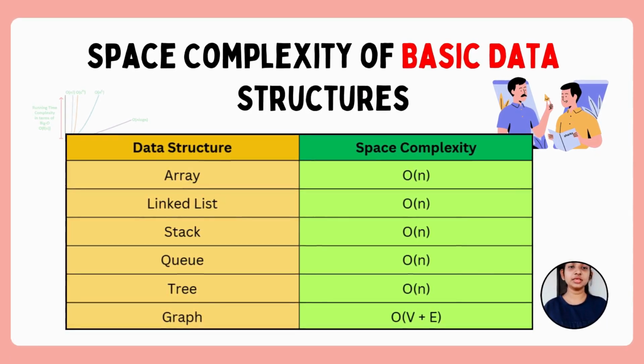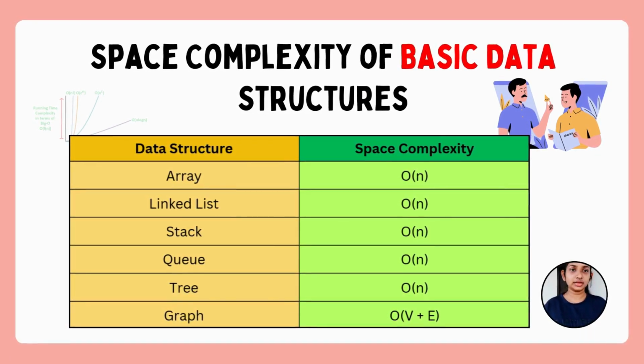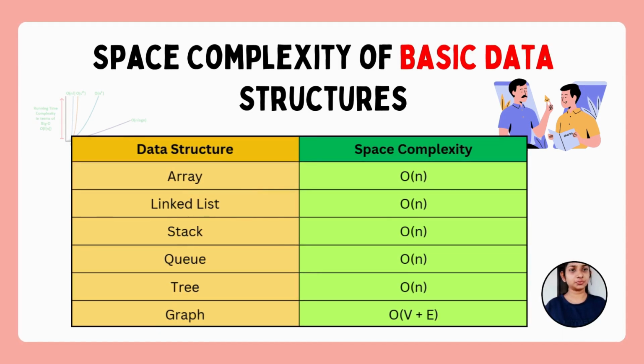Now let's talk about space complexity of data structures. First, remember this important idea. Most data structures use linear space. That means when the amount of data increases, the memory usage also increases in a linear way. Now let's look at some common data structures one by one. First one is array. An array stores n elements, so it needs memory for all n items. If the number of elements increases, memory usage also increases. Therefore, space complexity is O(n).